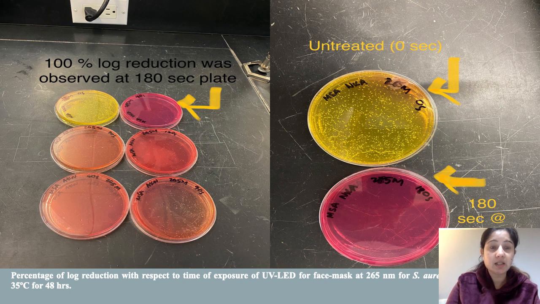At 0 second, the plate is quite yellow. It means that we have a lot of S. aureus grown on the plate, so it turns the indicator into yellow color. And when we go to 180, we saw that there was no colony on the 180-second plate, which is just clearly describing that there was 100% log reduction after exposure to UV LED at 265 nanometers for S. aureus.